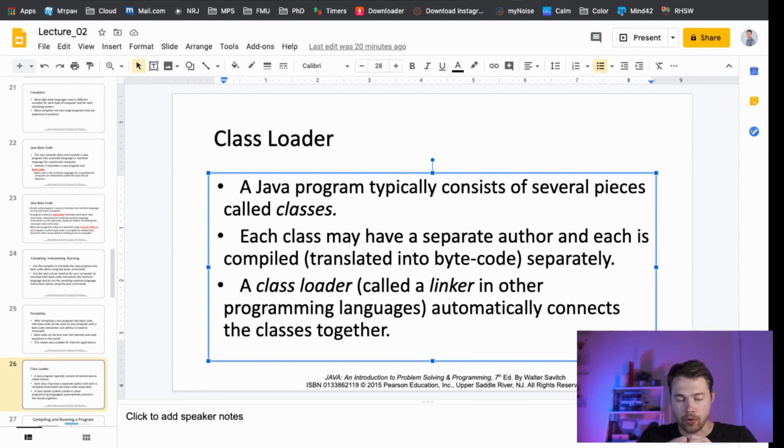A class loader, also called a linker, automatically connects 2 classes together. So it's possible for me, for example, to write one piece of Java code which adds 2 numbers together, and write a separate piece of Java code which multiplies 2 numbers by each other. I can put them in 2 different classes, and then a class loader or linker is going to link them together, and it's going to become one unit.